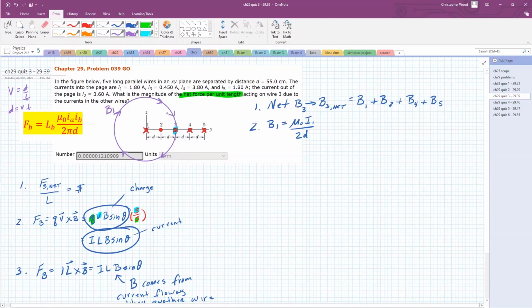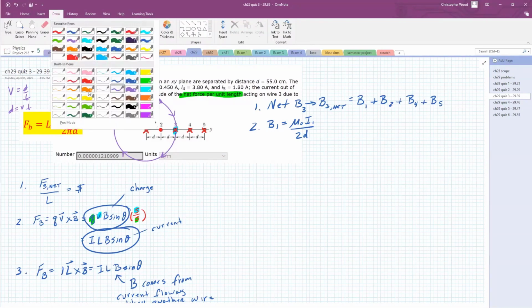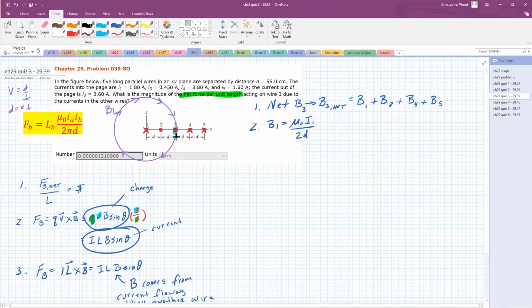So if it's a clockwise magnetic field at wire 3, which is, I guess you could say, where Probert is standing, this is the magnetic field vector at wire 3. It's going straight down like that. Okay, and I will label this B1 vector. That is the magnetic field that's encountering wire 3 due to the current flowing through wire 1.